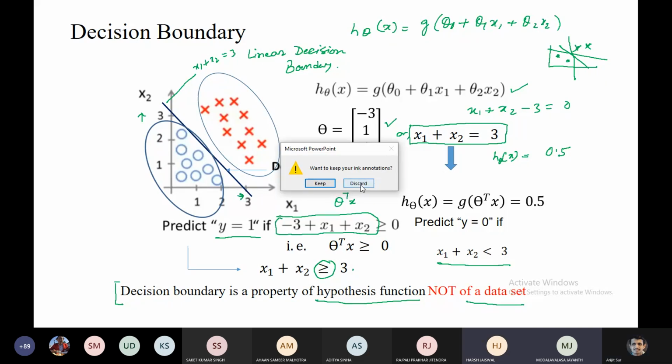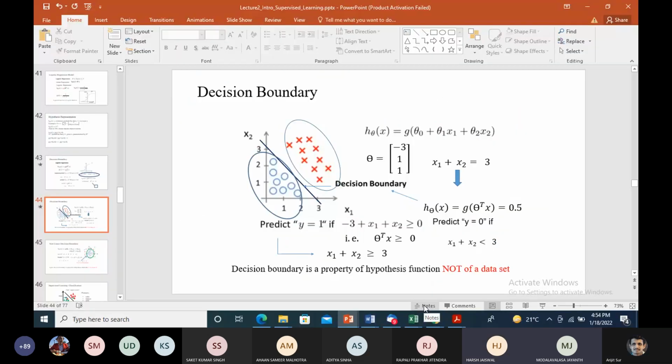For finding theta, we would be using the algorithm which we learned in the last class and at the start of this class.